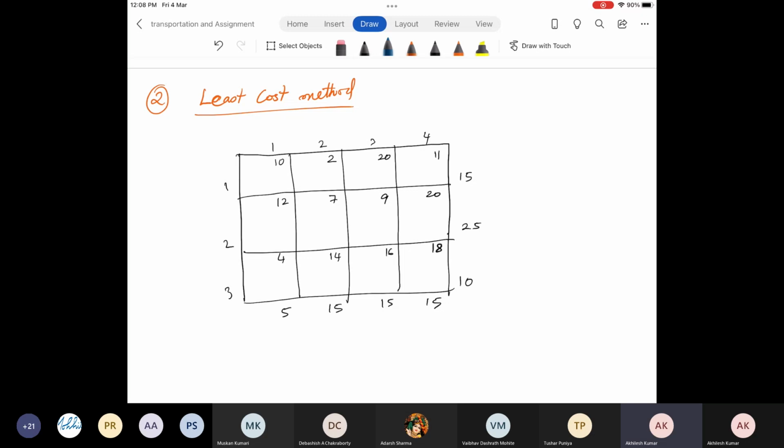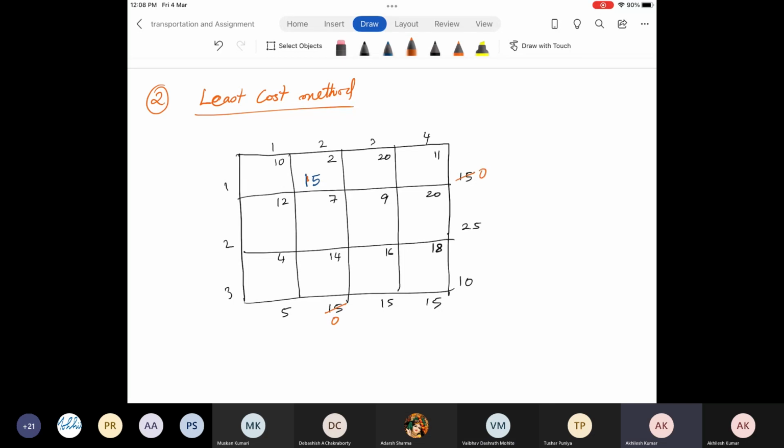Which one is the minimum cost in the complete table, because none of them are row and column crossed? 2. Yes, so let's come at 2. How much can we allocate? 15. Complete 15 can be allocated here. After that, I will cross this to 0 and cross this to 0.